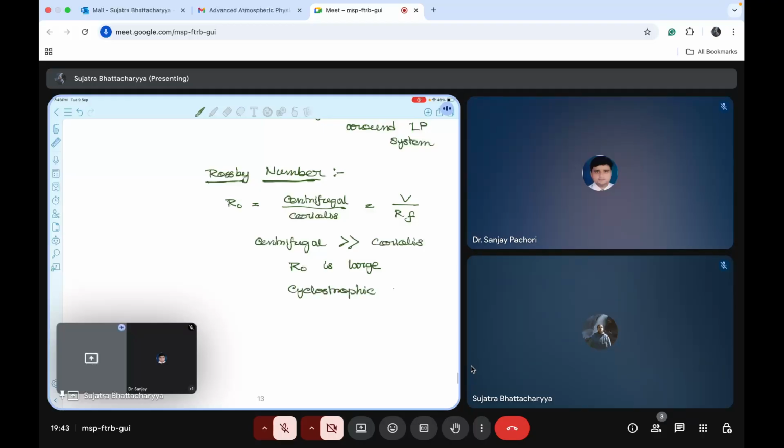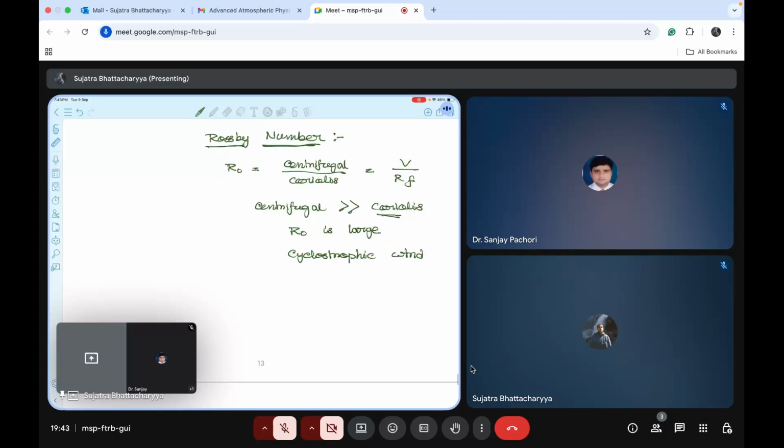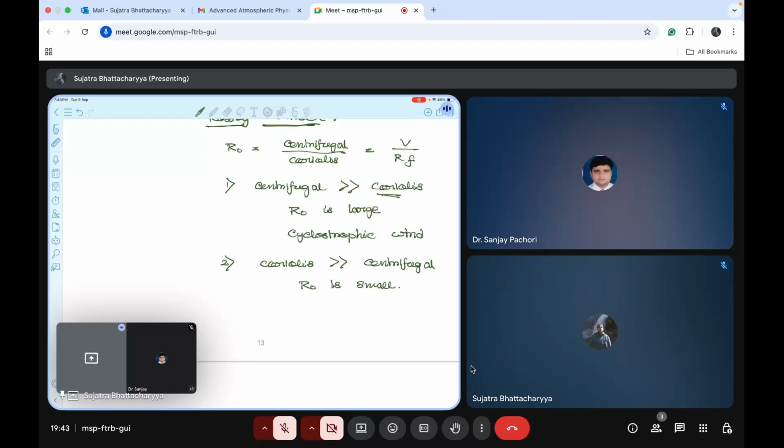Why cyclostrophic wind? Because cyclostrophic wind does not have Coriolis. Okay, this is the first condition. Second condition, if Coriolis is much higher than centrifugal, R naught is smaller, and we have seen that when R naught tends to 0, we get what? Geostrophic.